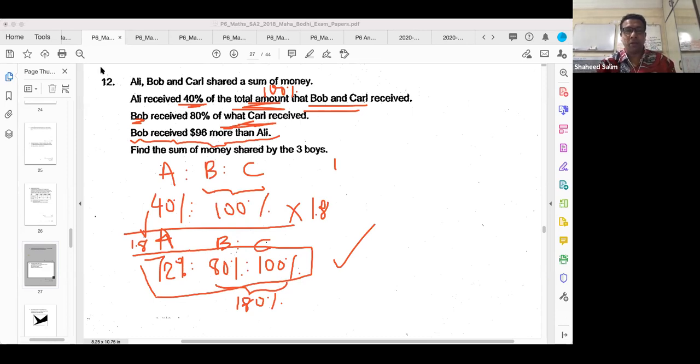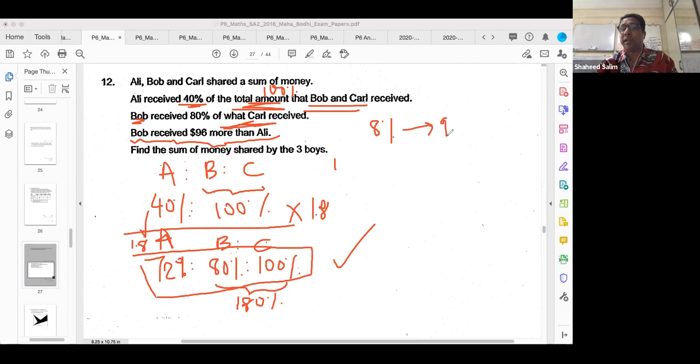Okay, what about the rest? Can you all get? Akil, can do or not? Akil, don't say can. Akil, Bob received $96 more than Ali. Bob is 80%. Ali 72%. What's the difference? How many percent? Akil. 8% lah. 8% is $96.